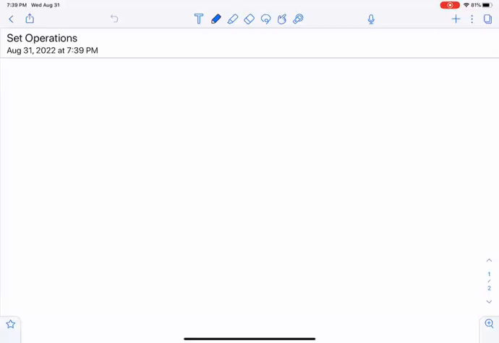The next thing that we're going to look at is set operations. And all of these would require a universal set if we're using complements. But what are the common set operations?